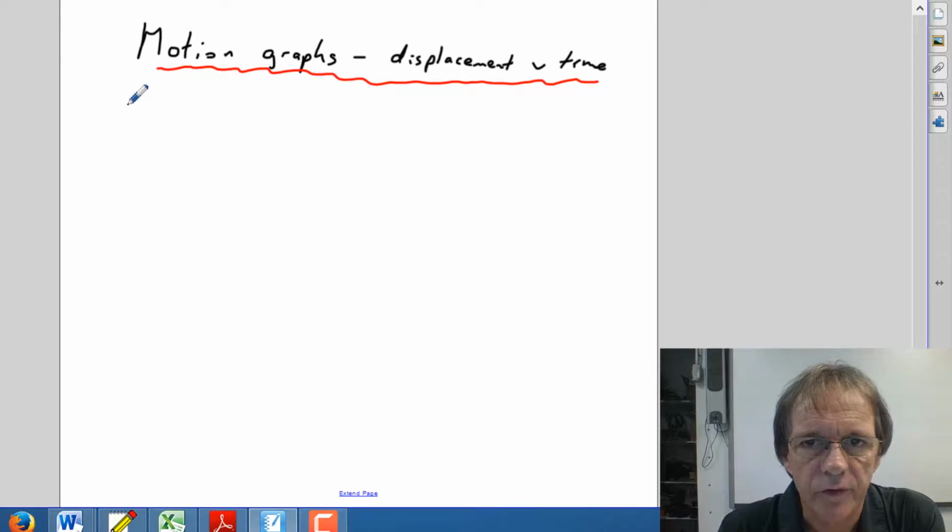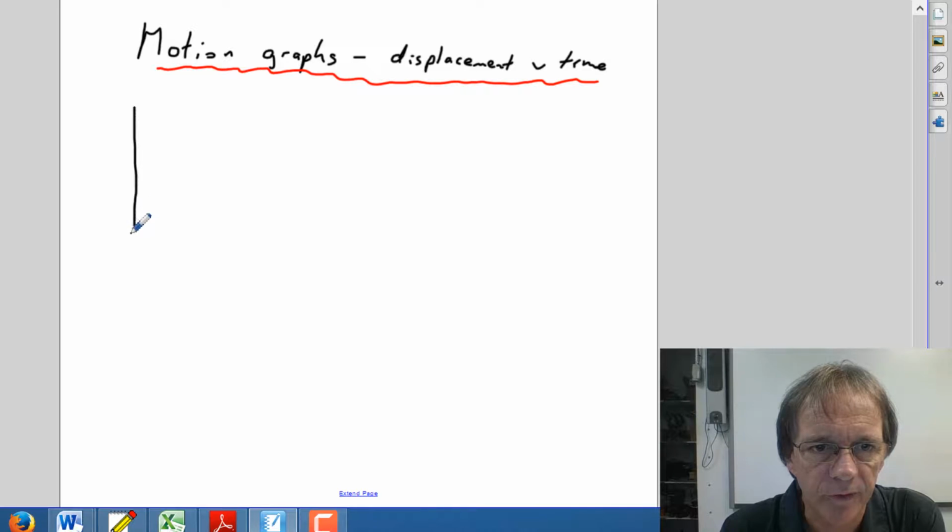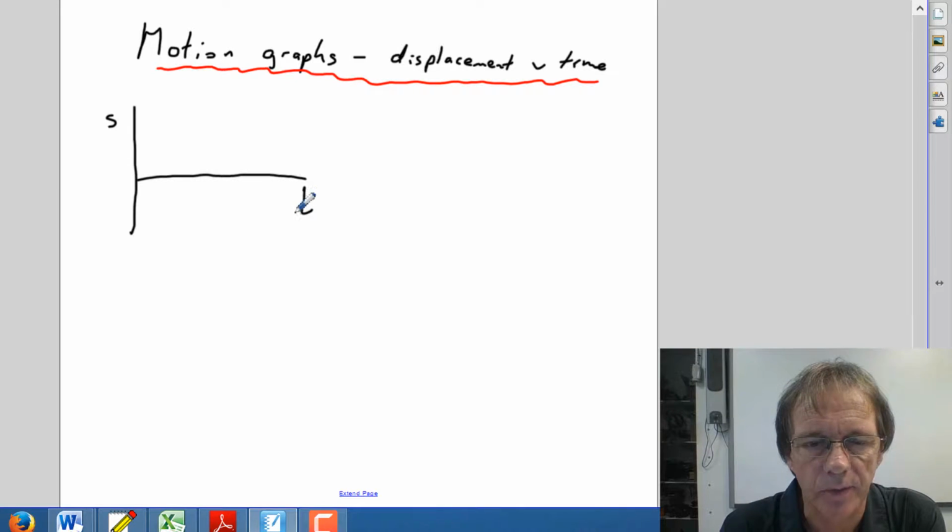Okay, the other day we looked at motion graphs, particularly displacement versus time. So if you had a displacement versus time graph, you can show displacement as being S and time on the x-axis as being t. And if the graph just stays at the same position and goes across at, say, a position of 3 meters, because displacement is in meters, changing position there.